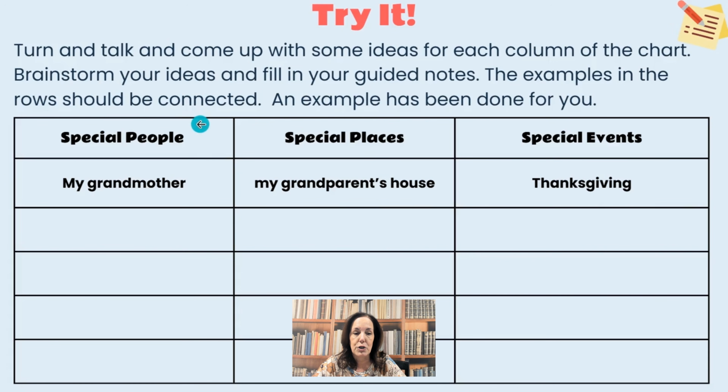So I have special people, special places, and special events. For people, I chose my grandmother, a place, my grandparents' house, and the event, Thanksgiving. So they're all kind of interconnected. So you're going to pause and turn and talk and fill in this chart for some people in your life that are special, the places that are associated with them, and the event.